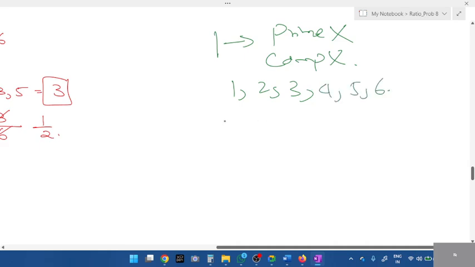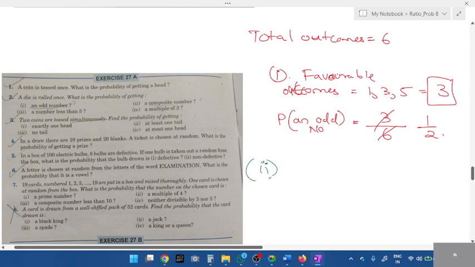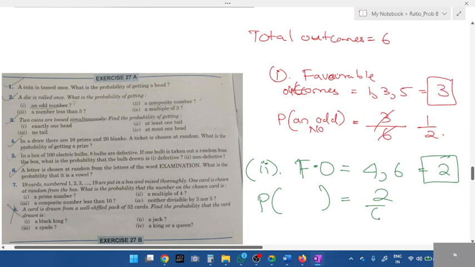Tell me all the prime numbers, students. What are the prime numbers here? 2, 3 and 5. If these 3 are prime numbers, what are composite numbers? Yes, 4 and 6. So how will you write the answer? Second question. Write FO. You don't have to keep writing favorable outcome, you can even write FO. FO stands for favorable outcome. What are the favorable outcomes? The composite numbers 4, comma 6. How many numbers are there total? 2. Now write the answer, students. Probability of a composite number is equal to 2 comma 6, that is 1 by 3.